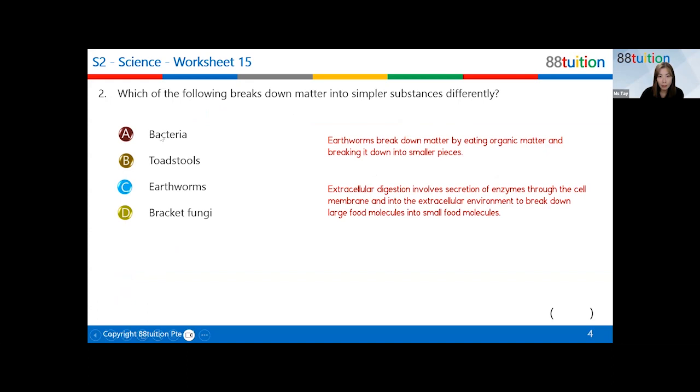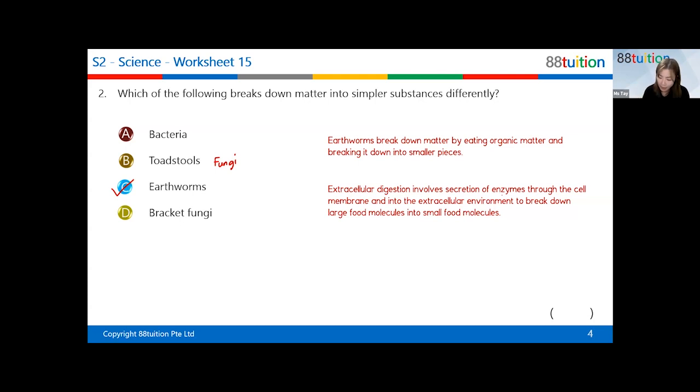So if you look at the whole list here, 4 of you did this, 3 of you got this correct. Now, if you look at all this, I can say toadstool is also classified under fungi. Now, answer is actually the earthworm. Why is it different? So you see earthworms actually break down matter by eating the organic matter, and then breaking it down into smaller pieces. So it actually does it by internally breaking it down.